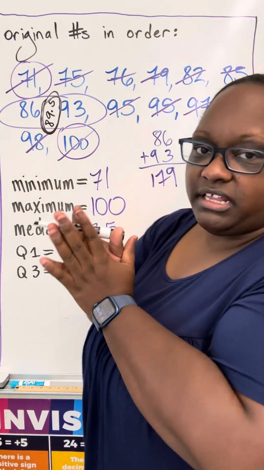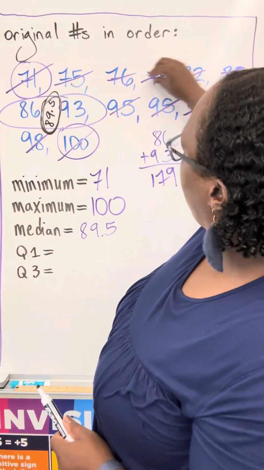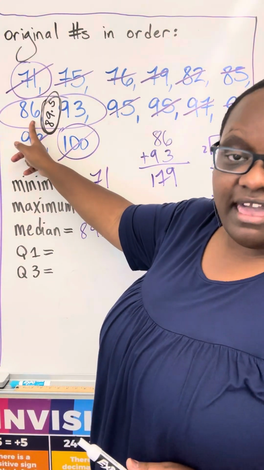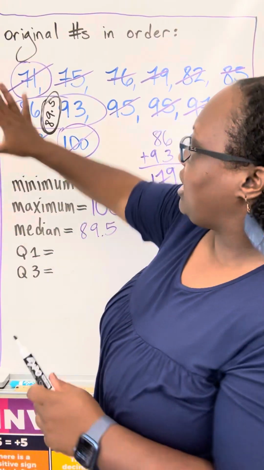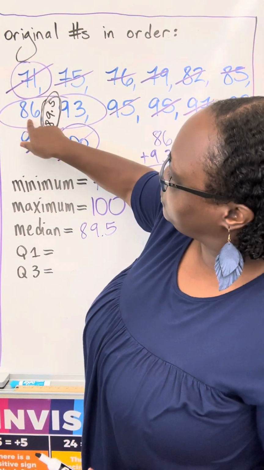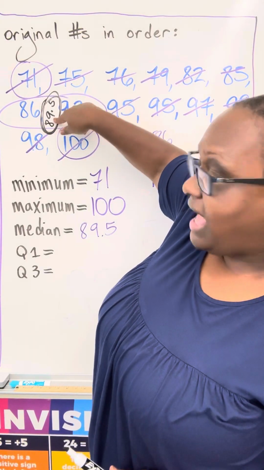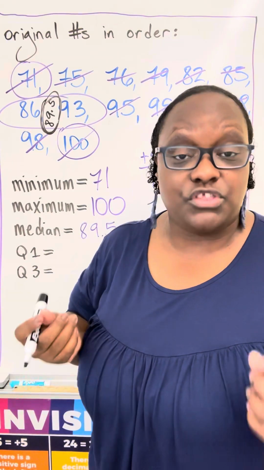So I want to split those sections into smaller sections. So for this first part of the data, so from 71 to 86, I need to find the middle of that part. So not of all the numbers, but just from the first number to the middle. And I'm not counting the official middle number. I'm counting all the numbers that came before it. So I'm going to find the median of those numbers.